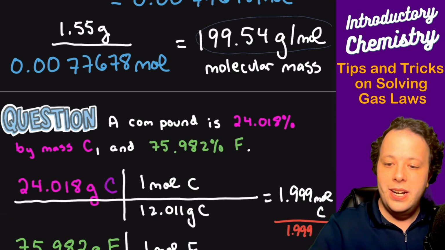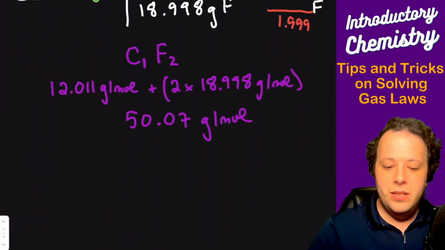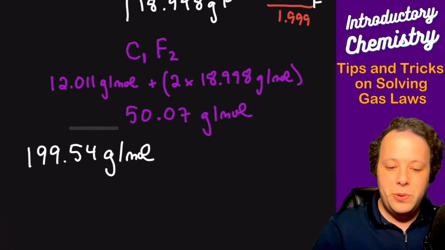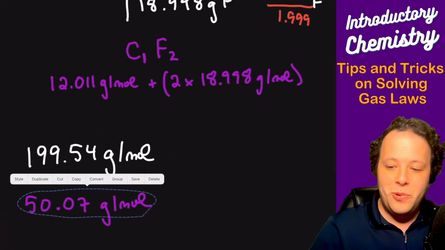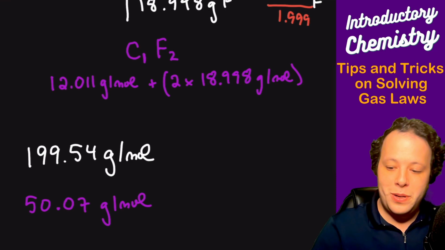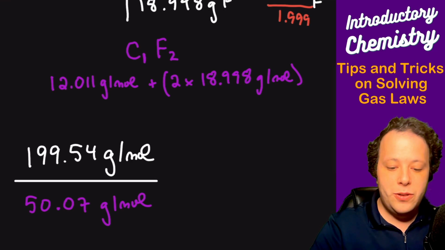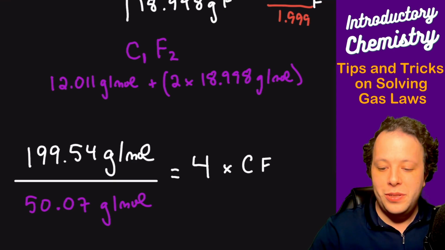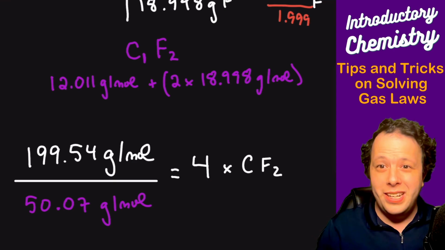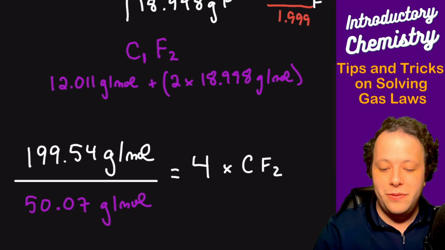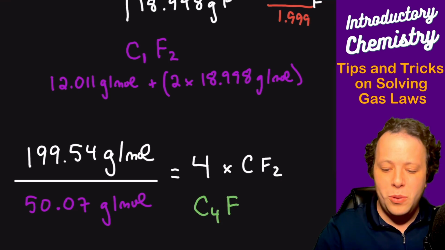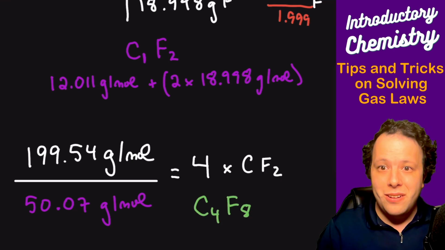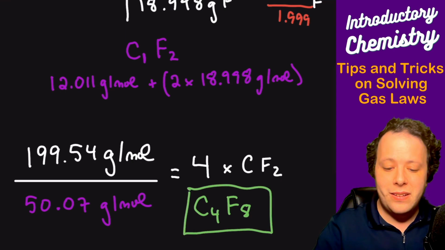We're going to take this and divide it into the mass we had earlier. So we had 199.54, and we will divide 50.07 into that number. And this is going to be the ratio, which is 4. So we'll multiply CF2 by 4, and your final molecular formula is going to be C4F8. And that's how you can combine moles, empirical formulas, gas laws, and put everything together, right?